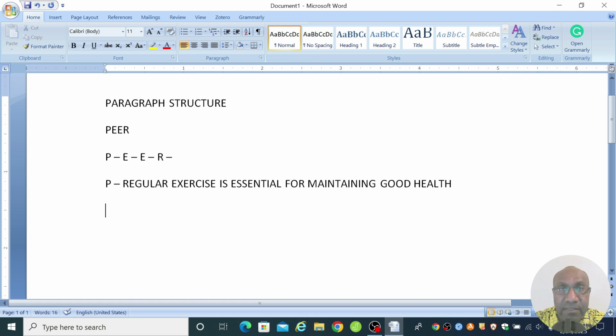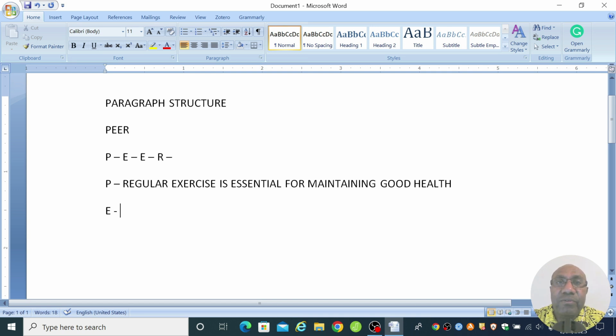You are now writing that first sentence, and you are introducing to the reader that this paragraph is about good health, or this paragraph is about exercise being good for health. So as soon as they read the first sentence, they immediately know that that paragraph will talk about the benefits of exercise. And then the next letter, which is E, which is evidence.